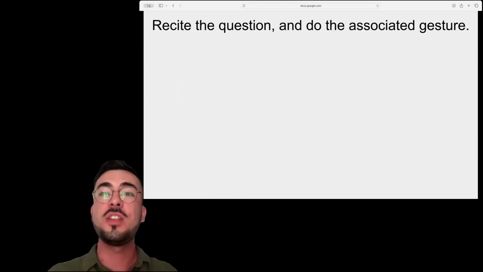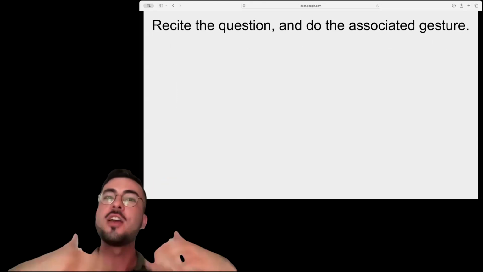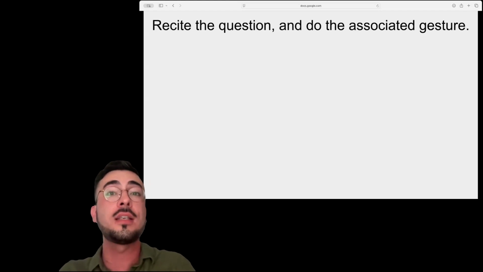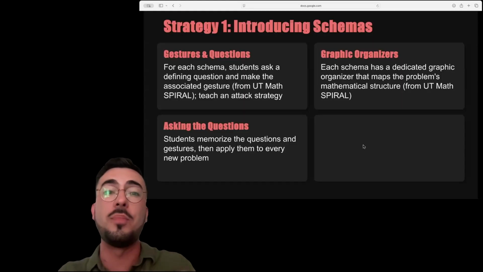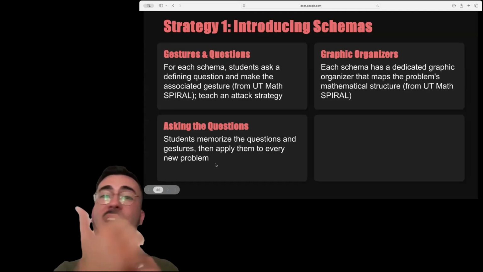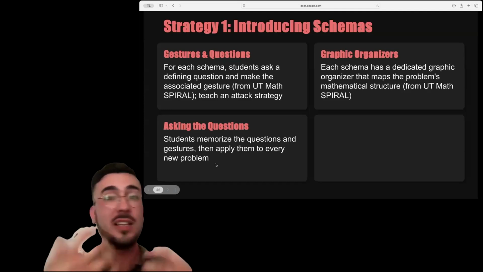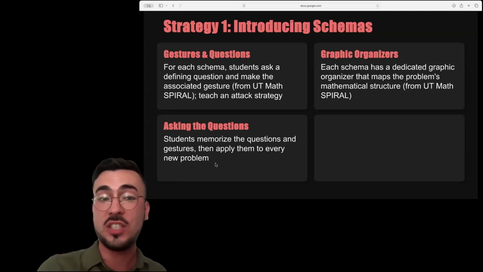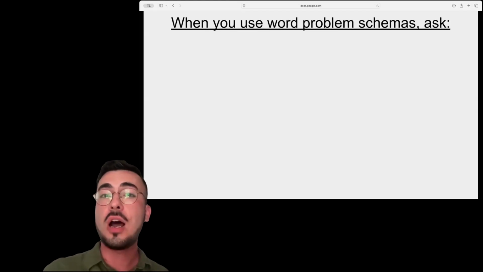All right, everyone tell me the question in 3, 2, all. They can all recite it. We can get choral response going. It's a great strategy to help them memorize it. And as students memorize the questions and gestures, they've got 5 questions and 5 gestures, at least in 5th grade, where we're working with those 5 schema, then they can apply them to new problems.